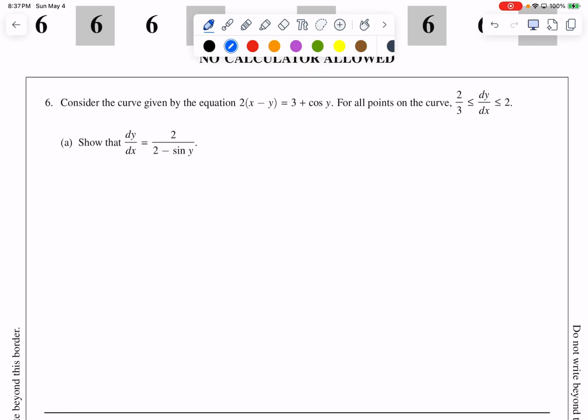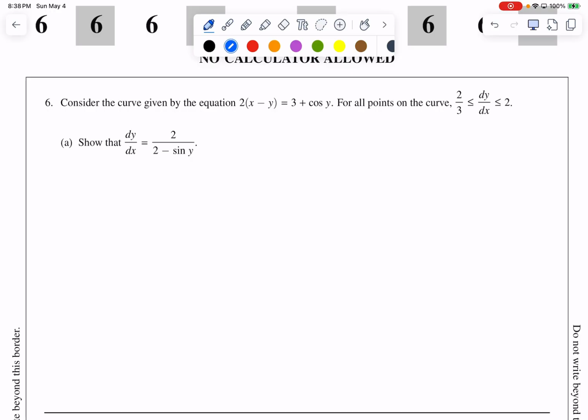Okay, here we go. Consider the curve. Right out of the gate, I can tell what kind of problem this is. Can anybody tell what kind of problem this is right now? You got dy dx, and you got 2 over 2 minus sine y. It's going to involve some kind of implicit differentiation. If it's not set equal to y, it's probably an implicit differentiation problem. Here we go. Let's get this one done. Focus all the way to the end, and we'll call it good.